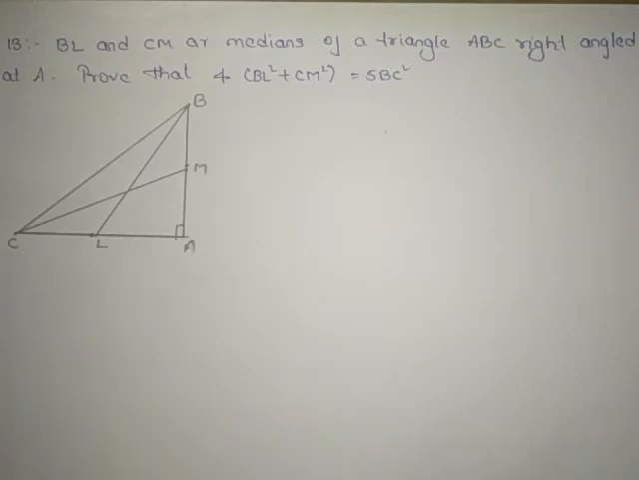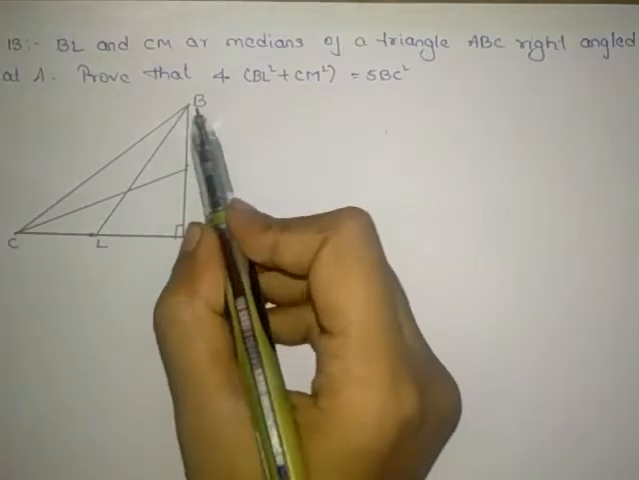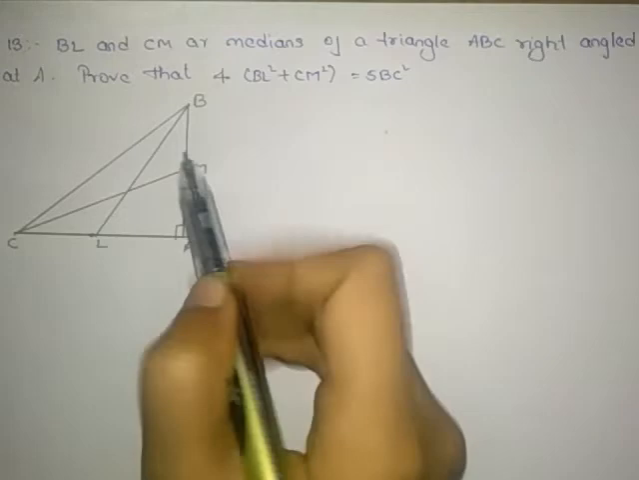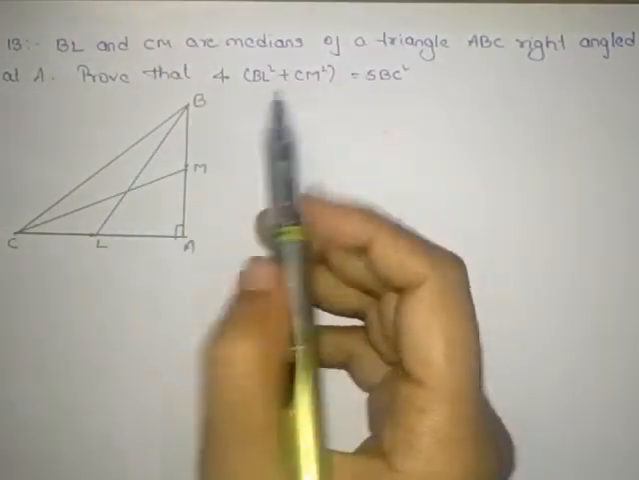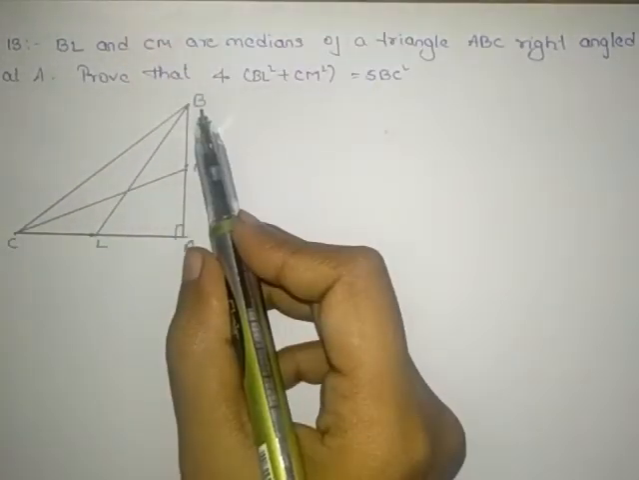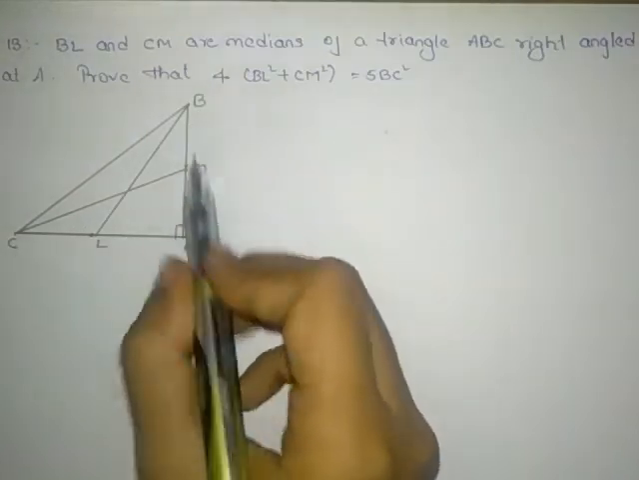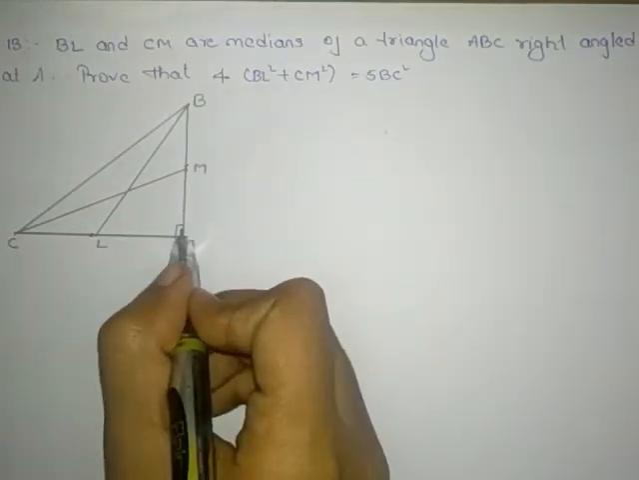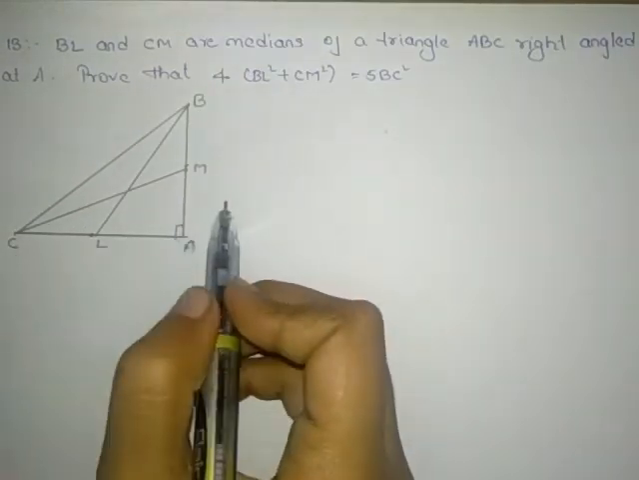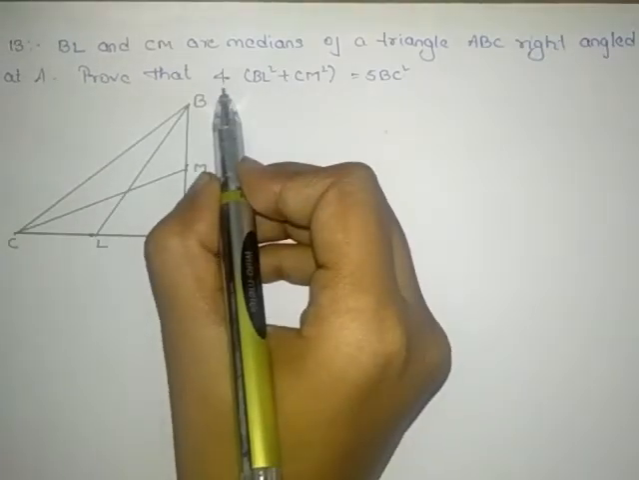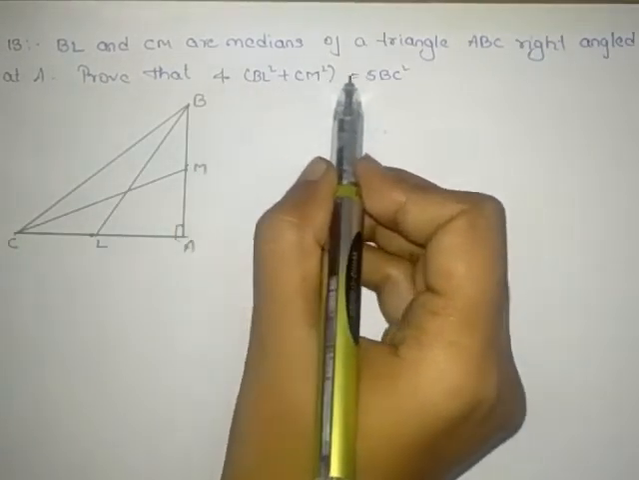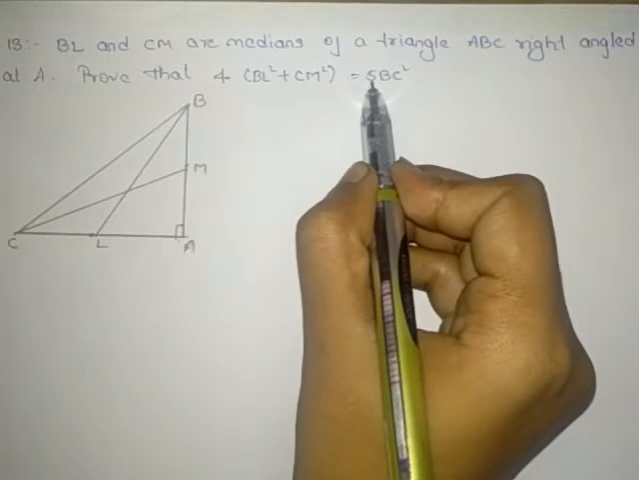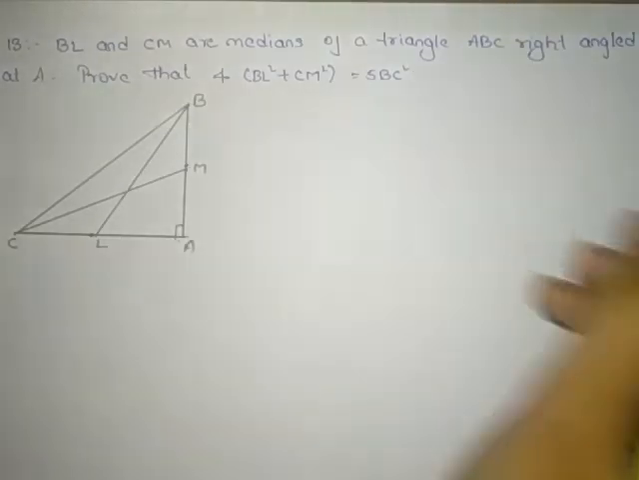13th solved example. Here BL and CM are medians of a triangle ABC. The triangle ABC is right angled at A. We need to show that 4 times of BL square plus CM square is equal to 5 times of BC square. We need to show this, right?